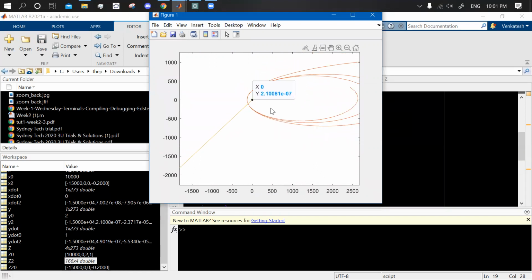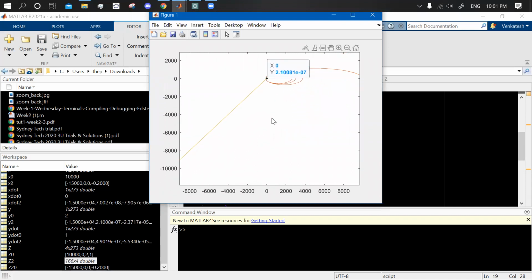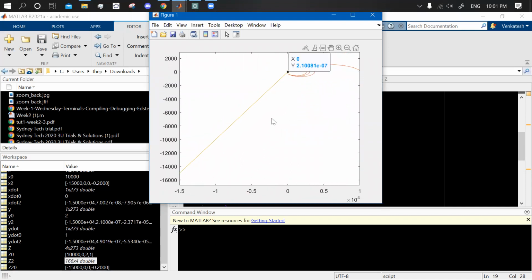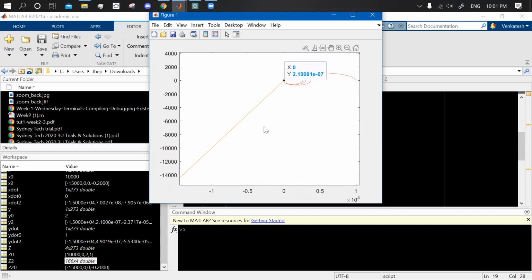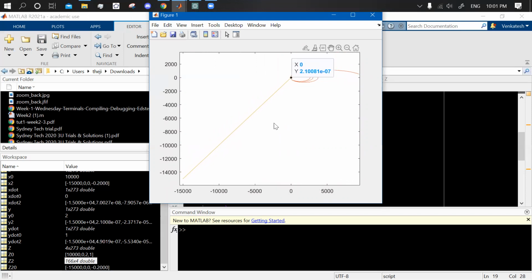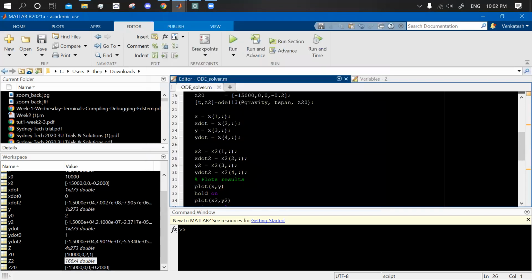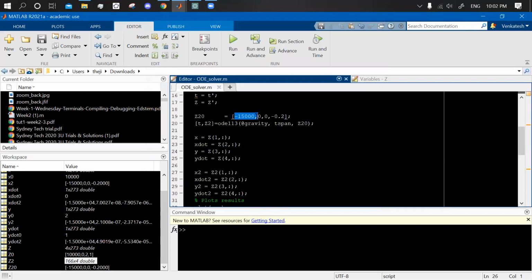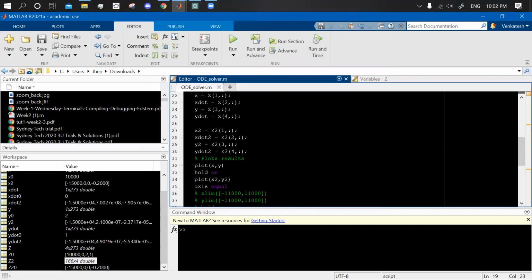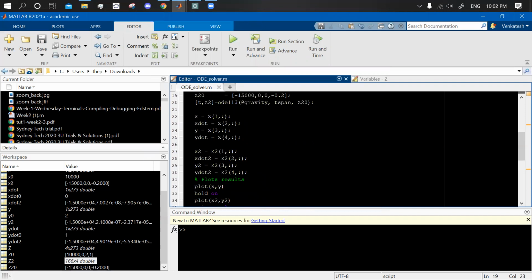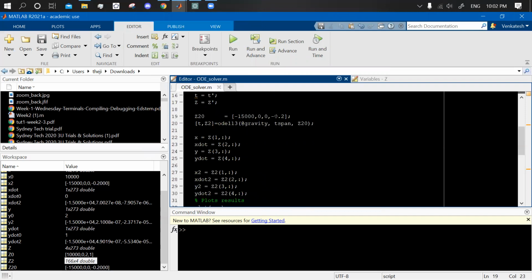Wait, where is this starting and where is this ending? There's negative 15,000 here. It's X 0. Okay, what? This is mildly concerning. Okay, doesn't matter. Anyway, but you get the idea, right? Yeah, I do.